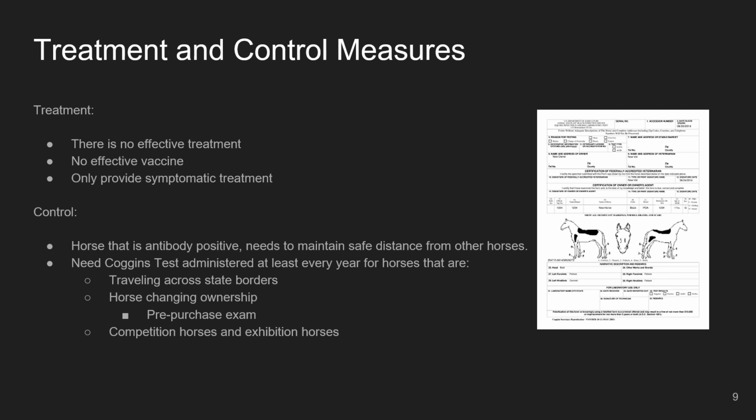And any horse that has a positive antibody needs to be maintaining a safe distance from other horses. So that horse can't be turned out and brought in and then having the herd go back out to the pasture where that horse was. You don't want any contact whatsoever. The horse should be isolated, either on or off the property, but away from any of the other herd that is on the property.